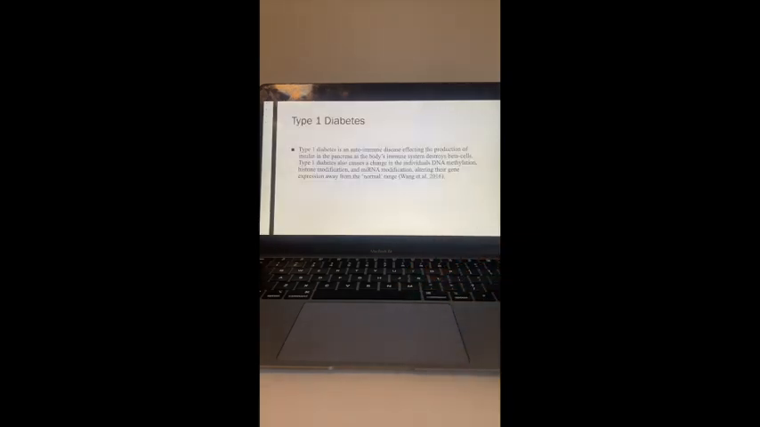Today we'll be focusing on type 1 diabetes. Type 1 diabetes is an autoimmune disease affecting the production of insulin in the pancreas as the body's immune system destroys beta cells. Type 1 diabetes also causes a change in the individual's DNA methylation, histone modification, and miRNA modification, altering their gene expression away from the normal range.